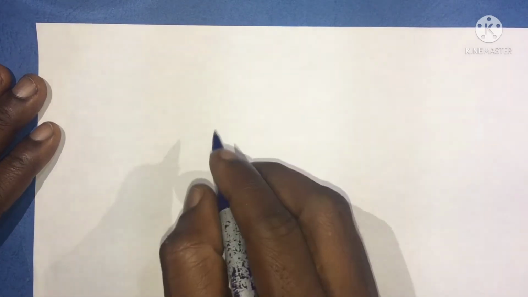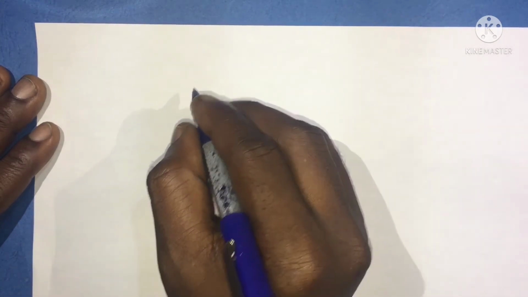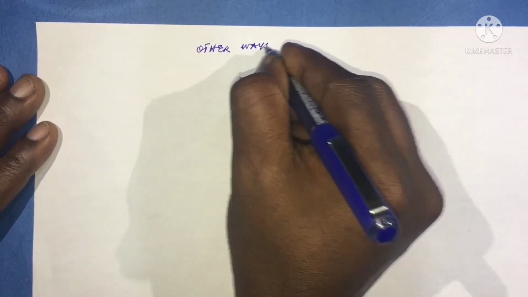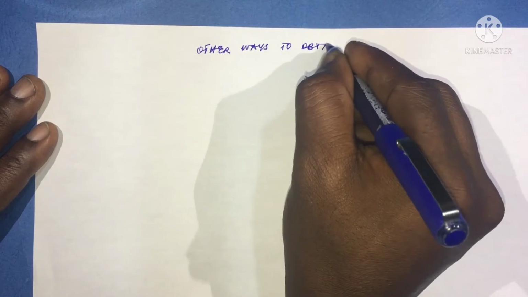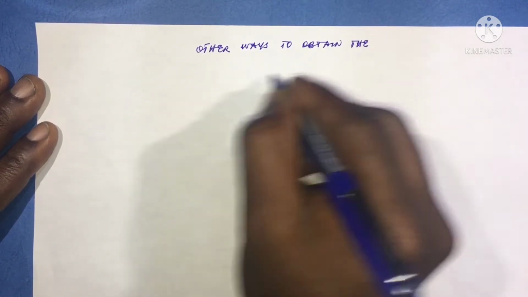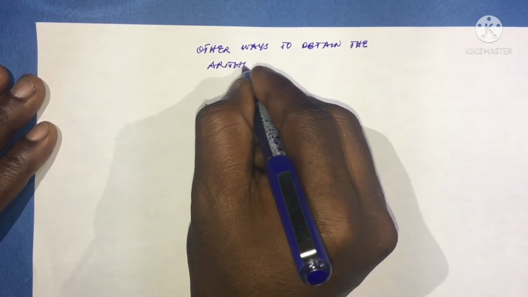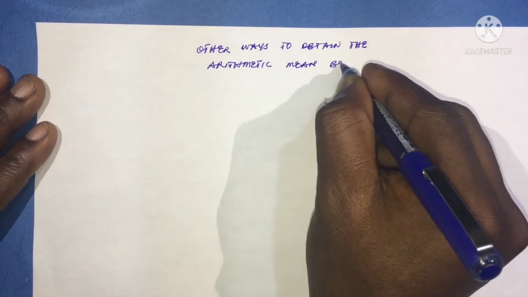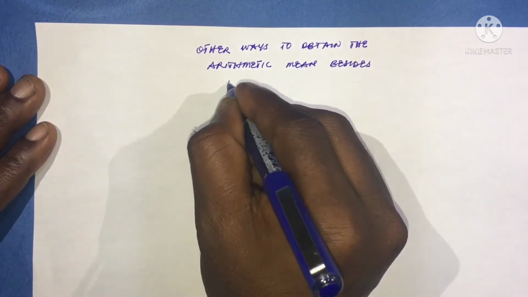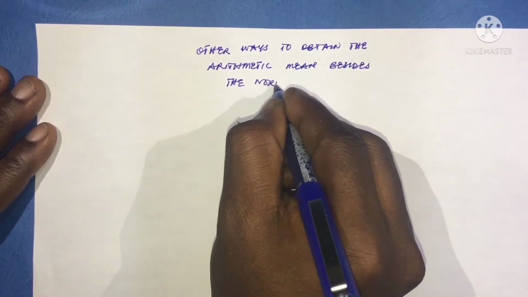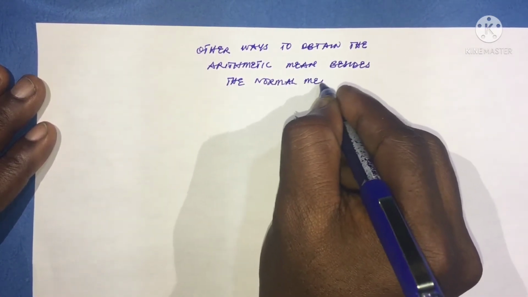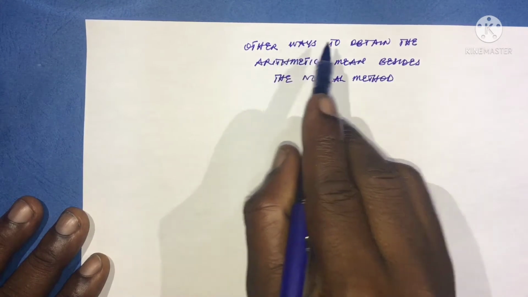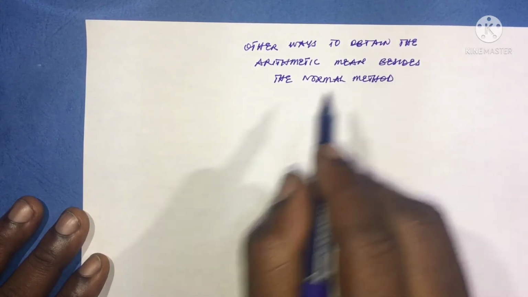In this video, I'm going to be discussing other ways to obtain the arithmetic mean besides the normal method. That will be the focus of my part 2 video on measures of central tendency: other ways to obtain the arithmetic mean besides the normal method.